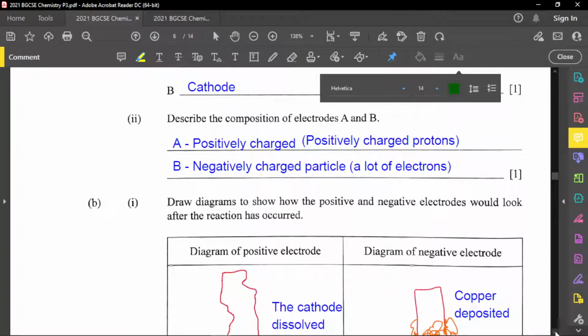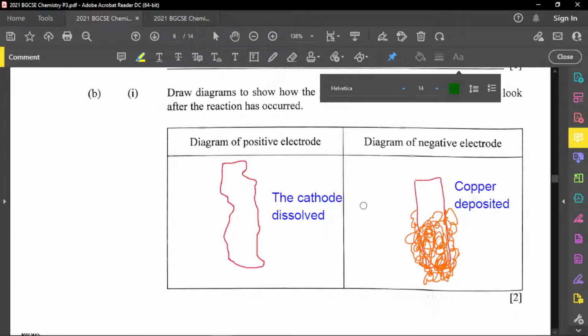For part B1, draw to show how the positive and negative electrodes would look after the reaction has occurred. Just to make a note of exactly what is going to happen: the positive electrode will decompose, or dissolve, so it breaks down. However, the negative electrode will become coated with copper, simply because the negative electrode will attract the positive copper ions, and they will be deposited and coat that electrode.